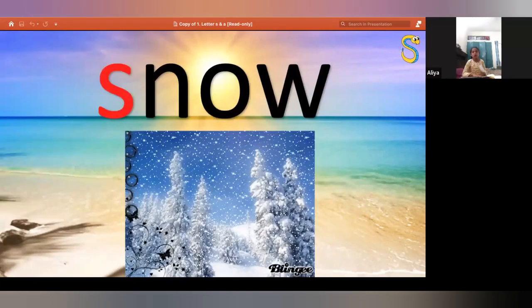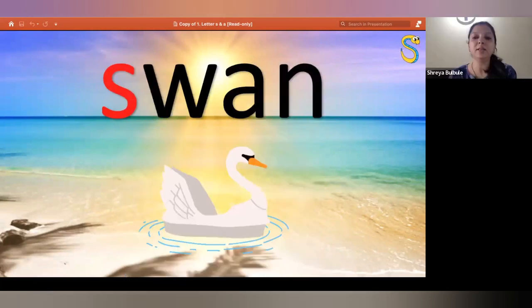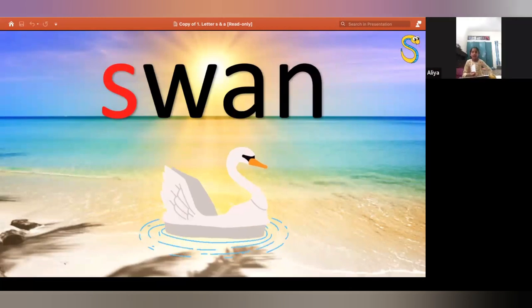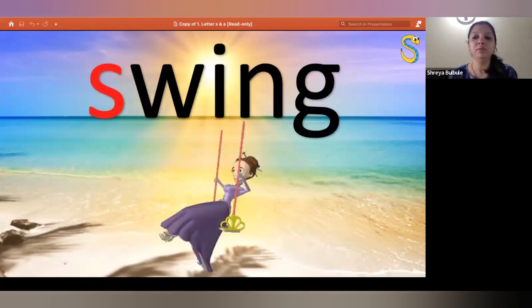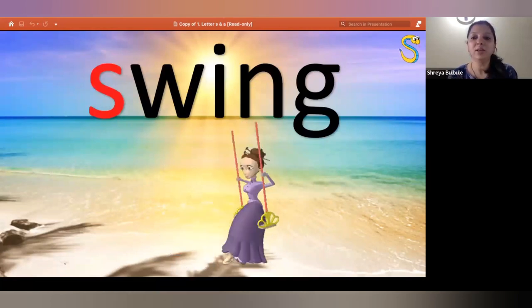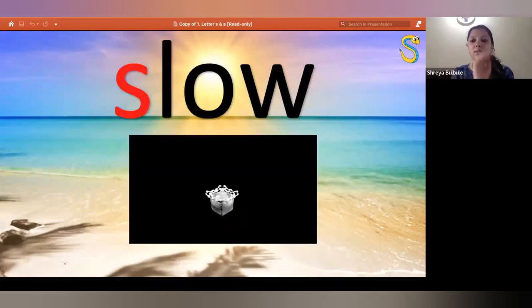Letter S? Oh, yes. You know what this is? This is a swan. What is this? Alia plays on this, no? It's a swing. Correct. Good job. There's an S sound in all these words. The sound is in the beginning, right?